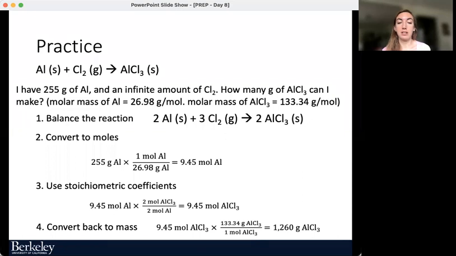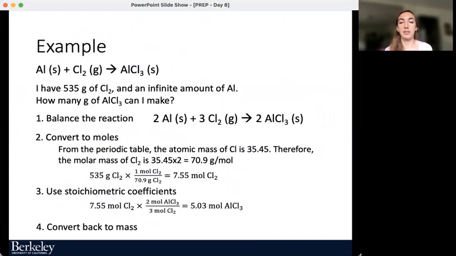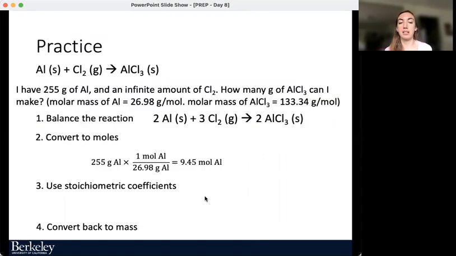So the third step is we're just using our stoichiometric coefficients and converting from moles of aluminum to moles of AlCl3. So in this case, those 2 stoichiometric coefficients are the same. So if I use up 9.45 moles of aluminum, I'm going to get 9.45 moles of AlCl3. But on the previous slide, if I can go back, those stoichiometric coefficients were different. And so I had to use the 2 and the 3, and so I got a different number. So it just so happens that in this case, those stoichiometric coefficients are the same.